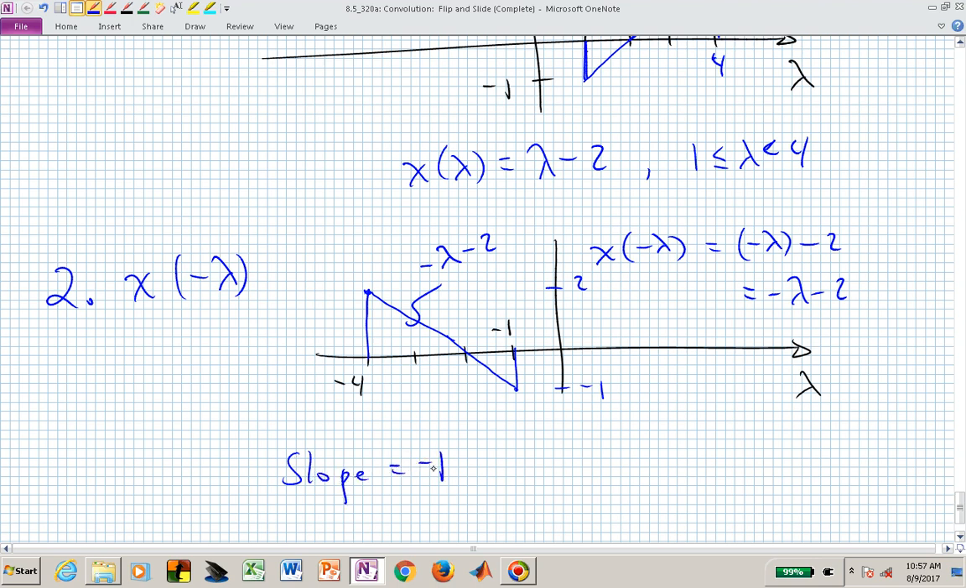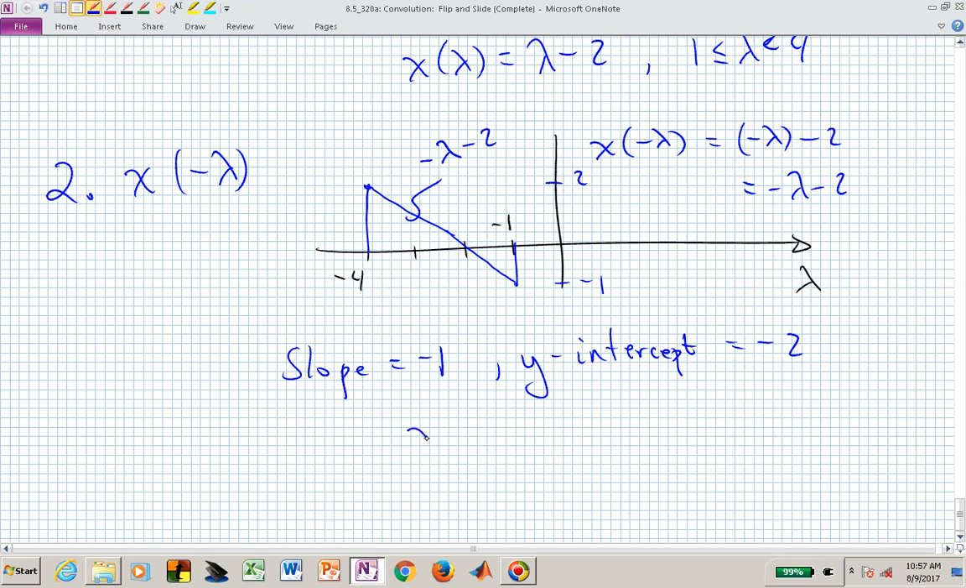of -1, and we have a y-intercept consistent with what we had with x of lambda. The y-intercept is now -2. And so we could now find this equation. We have a slope of -1, and we have a y-intercept of -2. So there's many different ways of finding that functional expression for x of minus lambda.